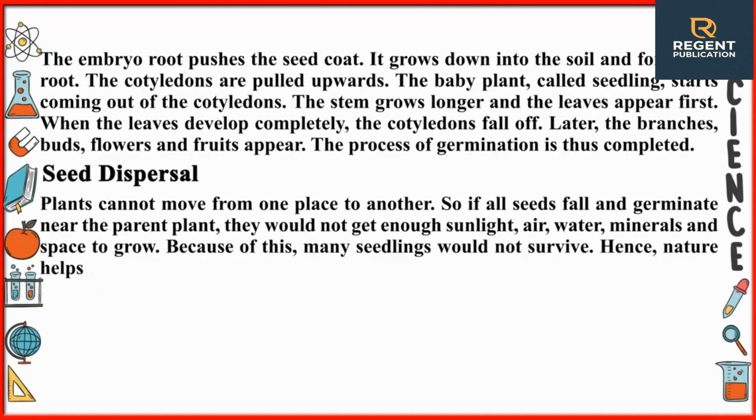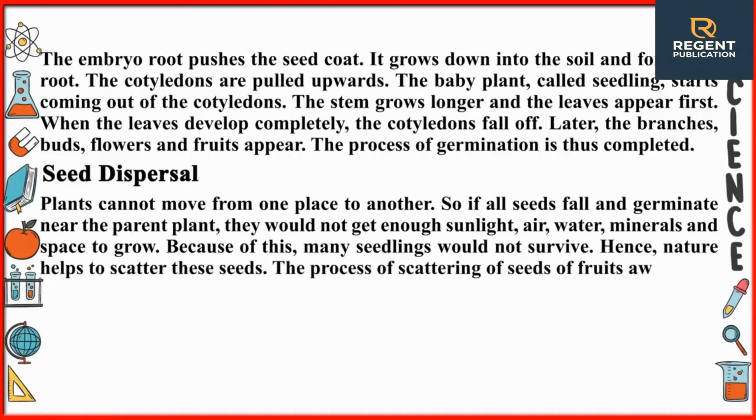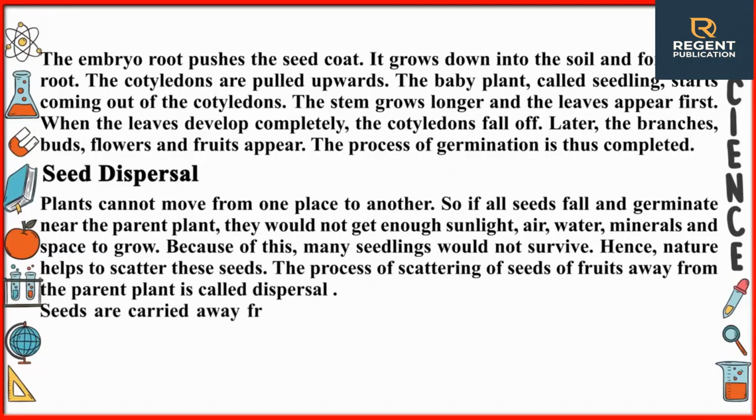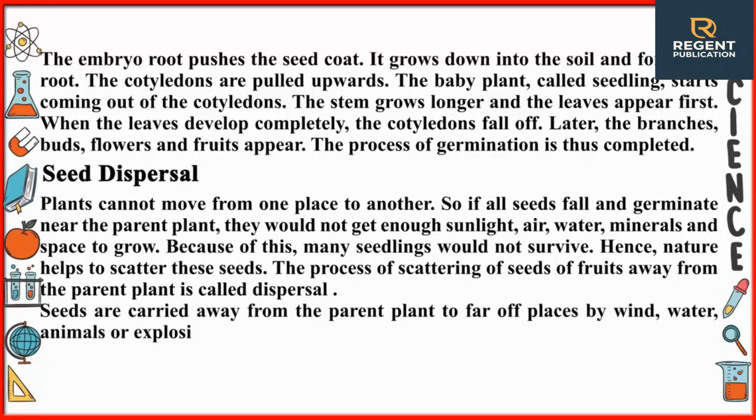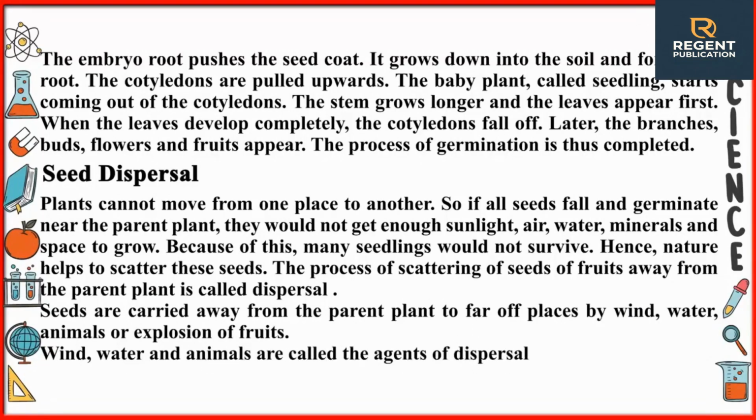The process of scattering of seeds of fruits away from the parent plant is called dispersal. Seeds are carried away from the parent plant to far off places by wind, water, animals, or explosion of fruits. Wind, water, and animals are called the agents of dispersal.